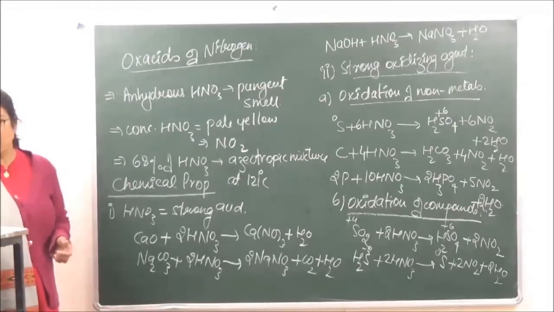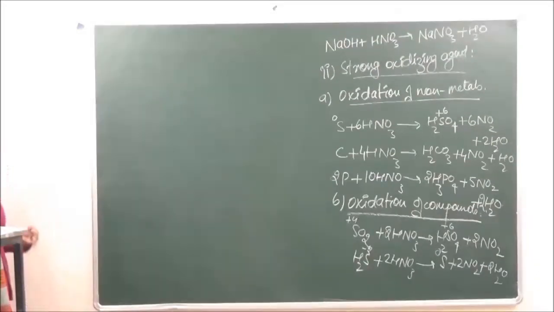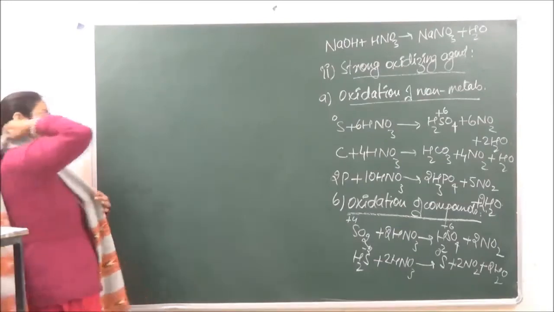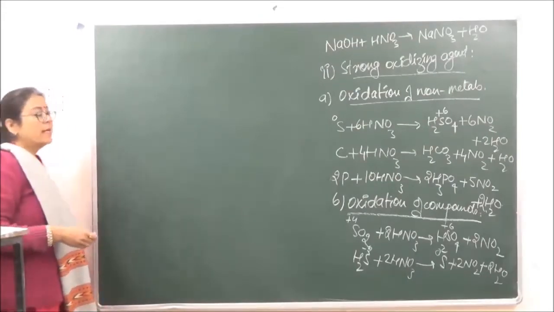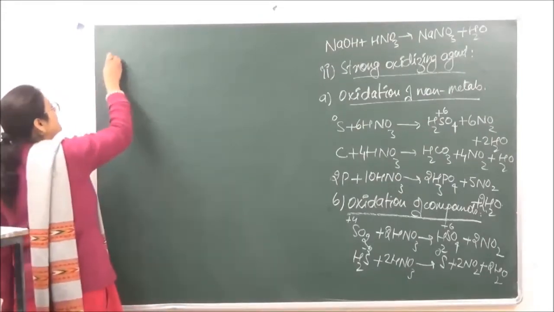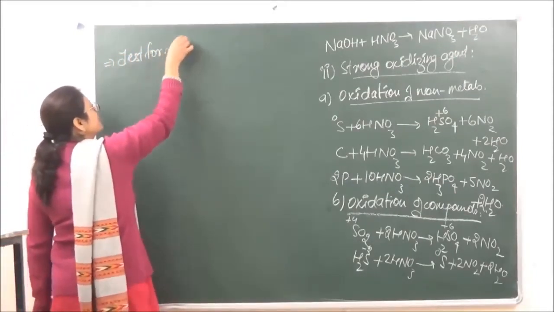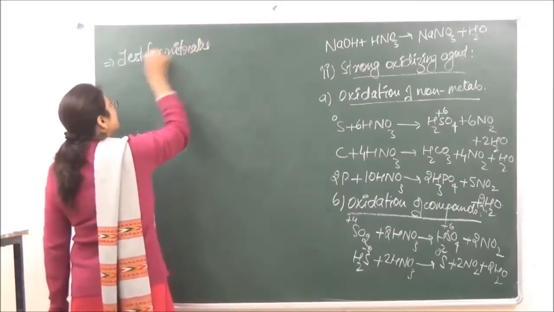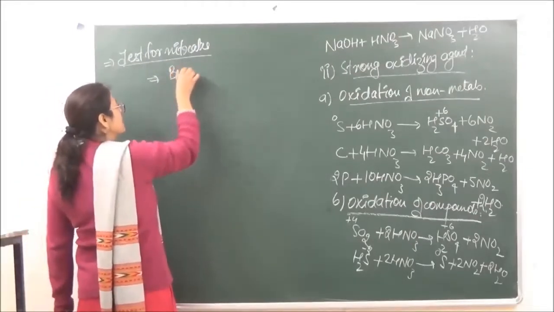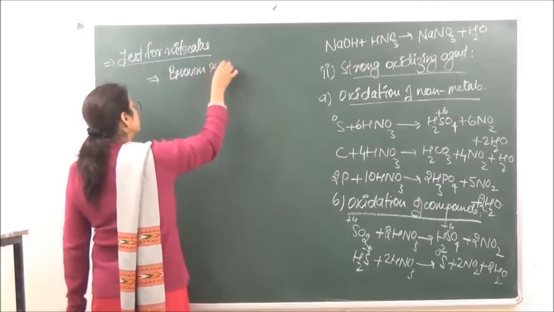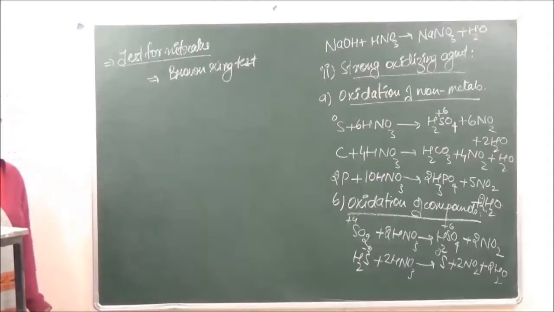Then next we have action on metals. Before going on to oxidation of metals, we have a very important reaction which is left in oxidation of compounds. That is the oxidation of ferrous sulfate solution. Now this reaction specifically is a test for nitrates, and this test is known as the brown ring test.